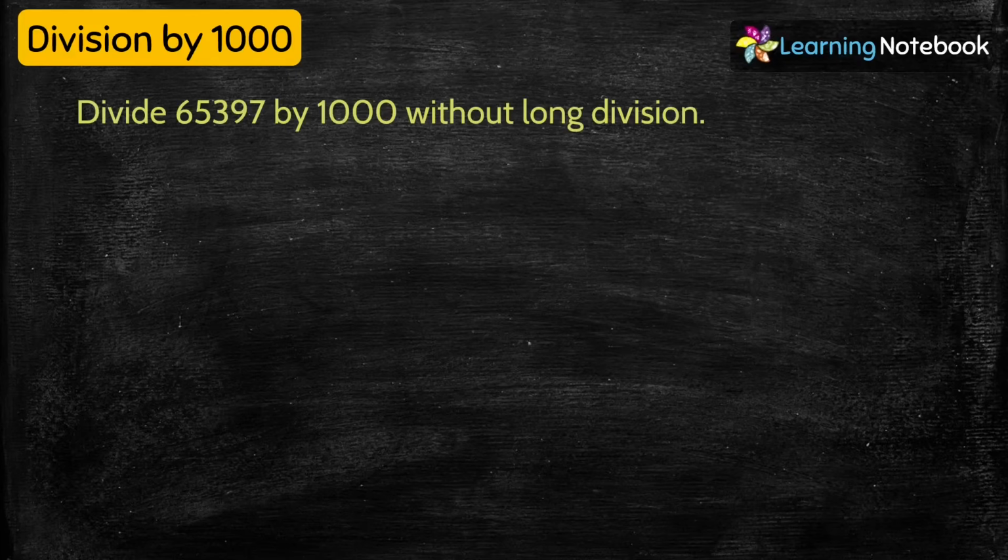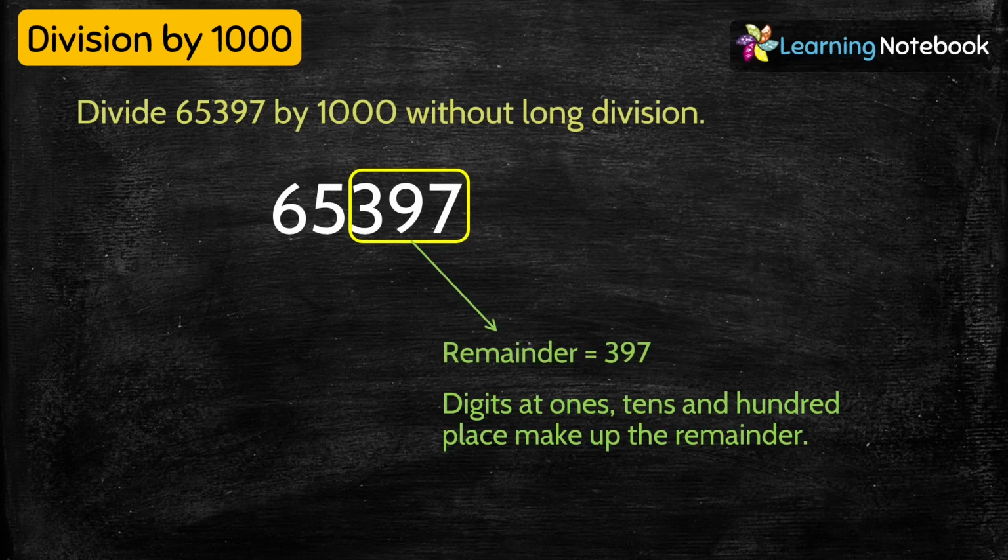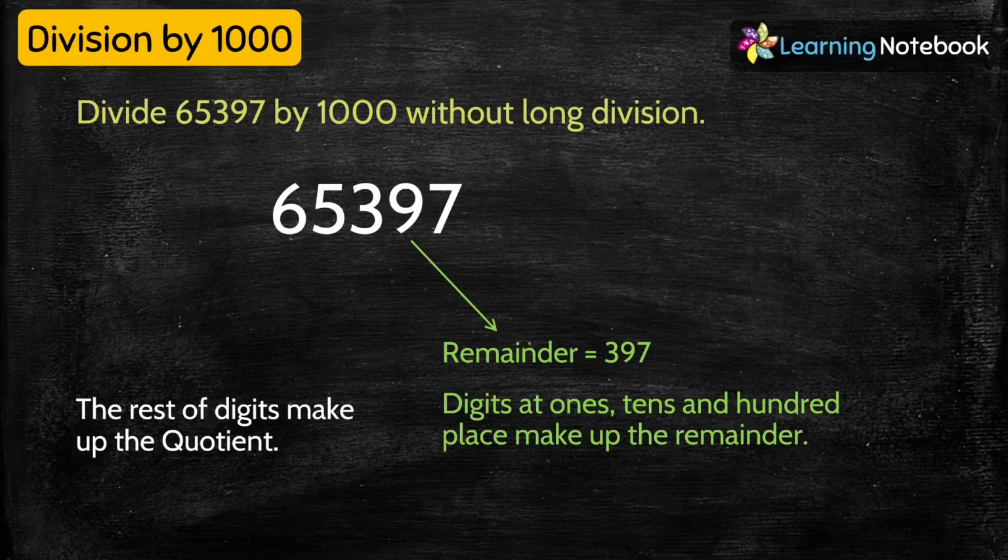Next question is divide 65397 by 1000 without long division. So again students, digits at ones, tens and hundreds place make up the remainder. So here remainder equals 397 and the rest of the digits make up the quotient. So 65 is the quotient here.